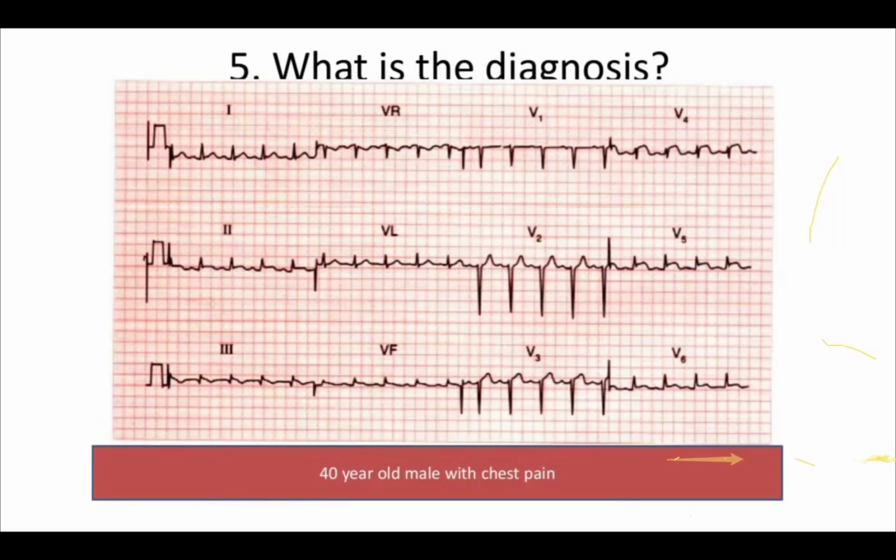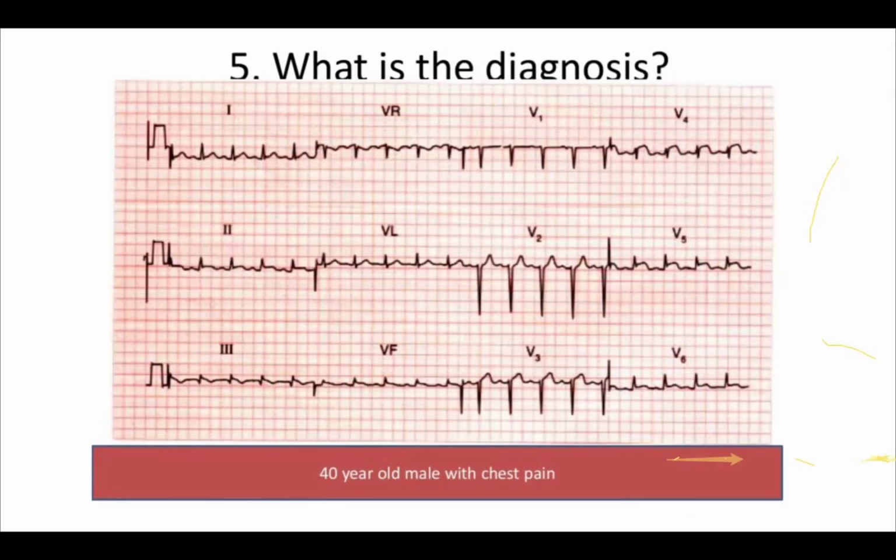If they ask, just list the ECG changes. So go in a sequential manner: rate, rhythm, and then the P waves, QRS, ST segment, T waves, and anything else. So here, what about the rate? Tachycardia. Yes, it's sinus tachycardia, isn't it?